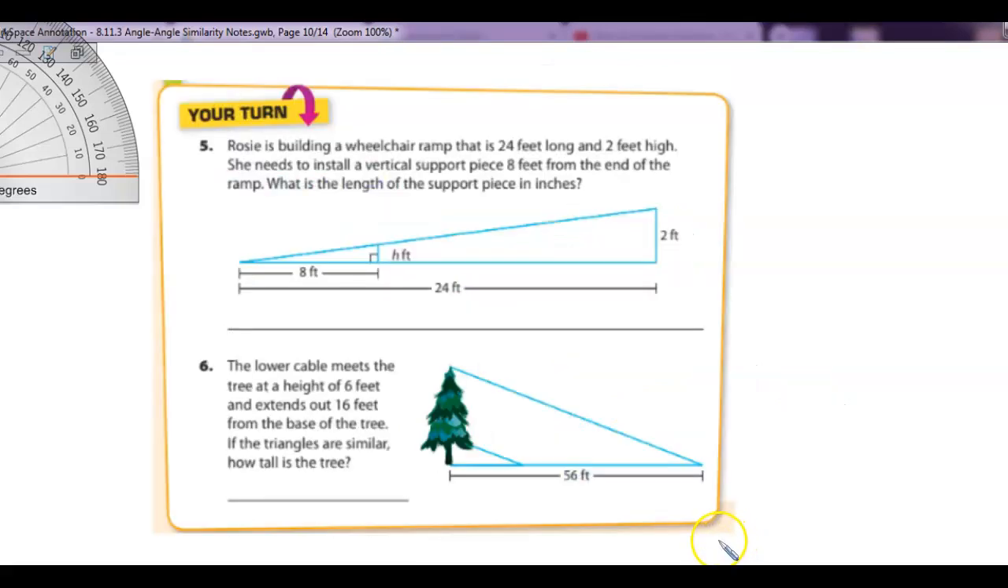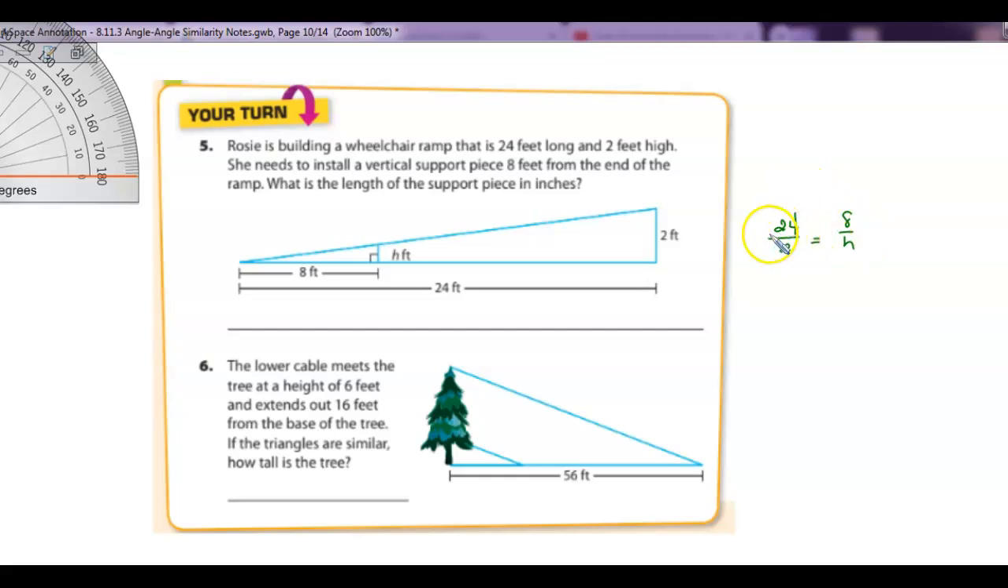Rosie's building a wheelchair ramp that is 24 feet long and 2 feet high. She needs to install a vertical support piece 8 feet from the end of the ramp. What is the length of the support piece in inches? So here's our small triangle. Here's our long triangle. And we're going to set up our proportion. Long triangle, so length to height and length to height.